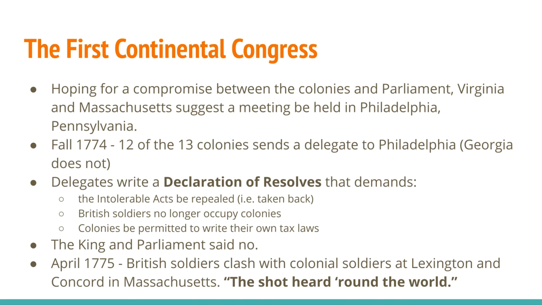As a result of the meeting, the delegates sent King George III a document called the Declaration of Resolves. The document demanded that the Intolerable Acts be repealed, that the British military no longer occupy colonies, and that the colonies be permitted to write their own tax laws. The British authorities, of course, rejected the Declaration of Resolves.